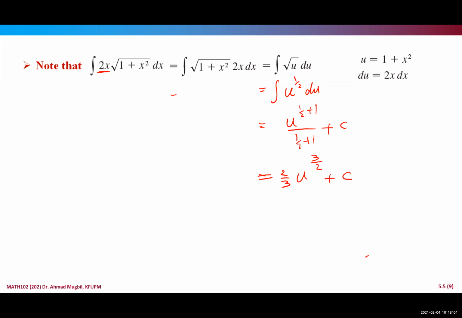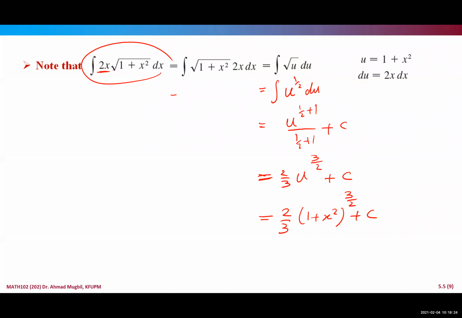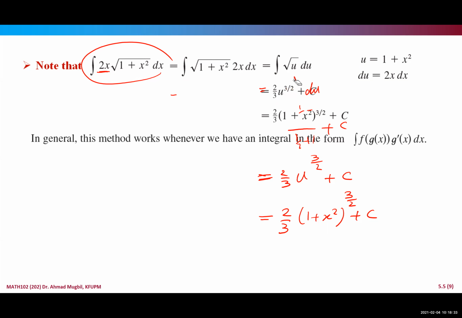And you need to return it back because you substituted, so now substitute back. What is u? It is 1 plus x squared, all to the power 3 over 2, plus c. Now this is the integral of this one. You can differentiate if you want to check, differentiate this and check if you obtain the original integrand function or not. So this is just a small introduction for the substitution rule.